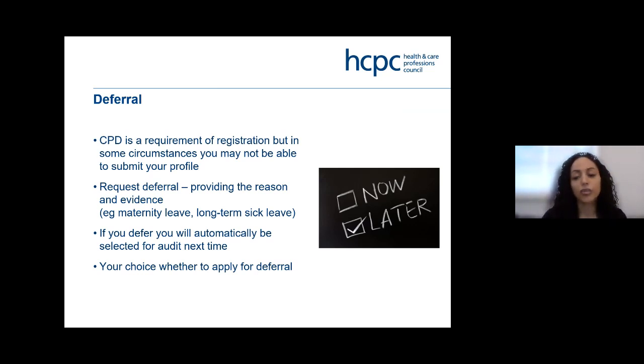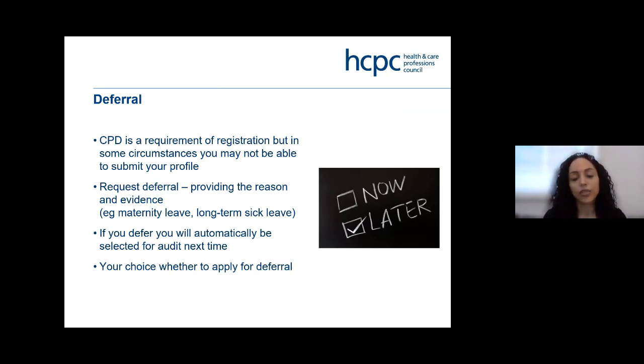With that said, though, I do want to say that we do try to be as flexible as possible, particularly with everything that's gone on in the last year. So if you find it's more a case of you needing a little bit more time, as opposed to completely deferring, you can email us and request that. We will do our best to be flexible and support you by hopefully giving you more time to submit your profile if needed.